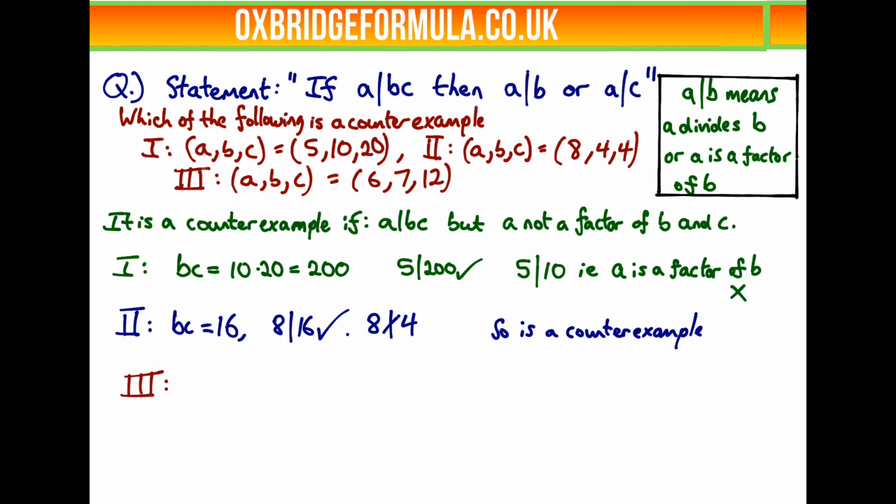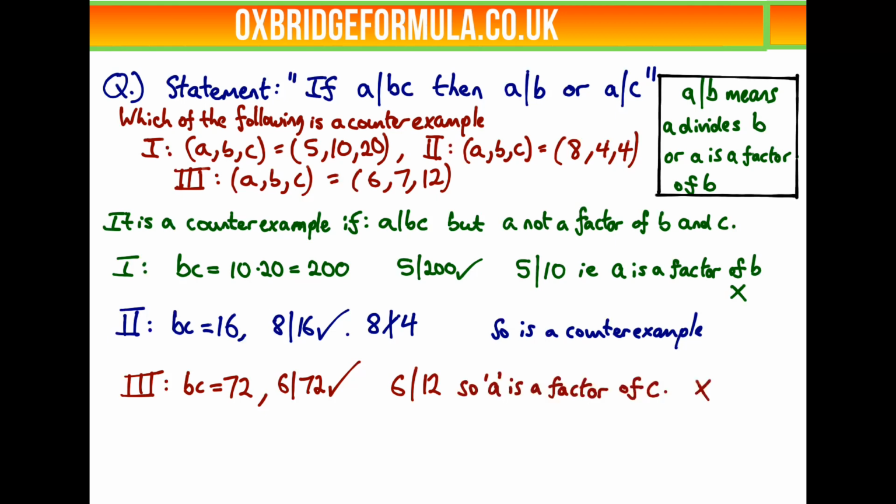What about the other one? When we have B and C as 7 and 12, BC is equal to 84, and A is 6. So 6 does divide 84, so we're good. And does 6 divide 7? No. But 6 does divide 12. So A is a factor of C. So this is still not a valid counterexample.